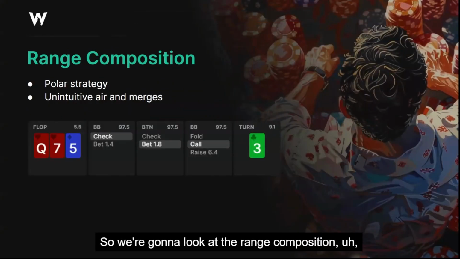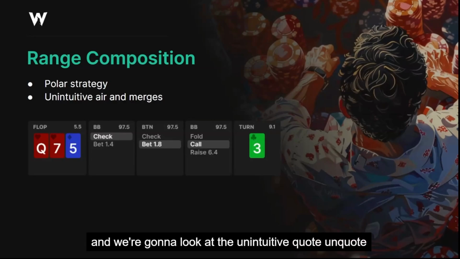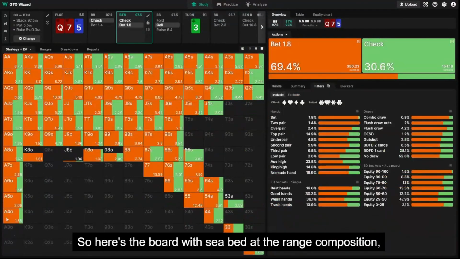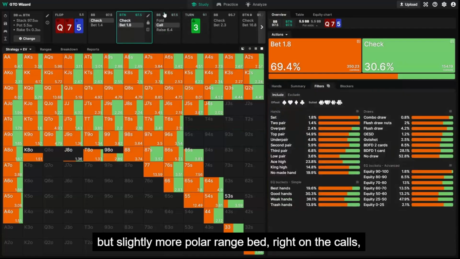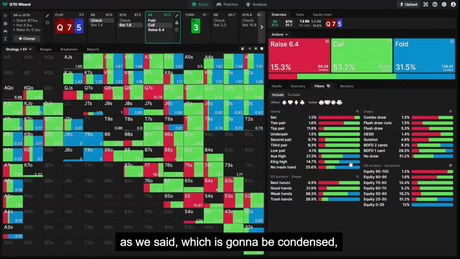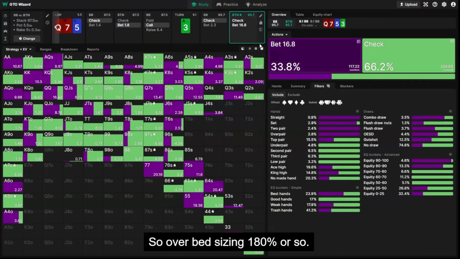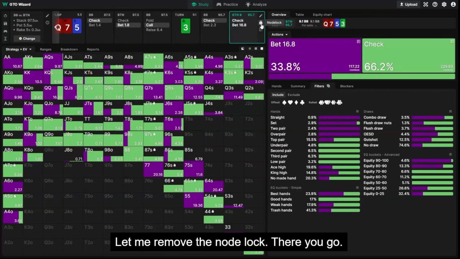So we're going to look at the range composition on this board, in this runout and action. It's a polar strategy. As we said, we're going to be using an overbet sizing, and we're going to look at the quote unquote unintuitive air and merge. So here's the board. We see bet, look at the range composition. Not quite a range bet, but slightly more polar than a range bet, right? And the calls, as we said, are going to be condensed. The calls are going to have to do with this type of hand class. So overbet sizing, 180% or so. And actually, this sim is the one that I node locked after checking some things. Let me remove the node lock.